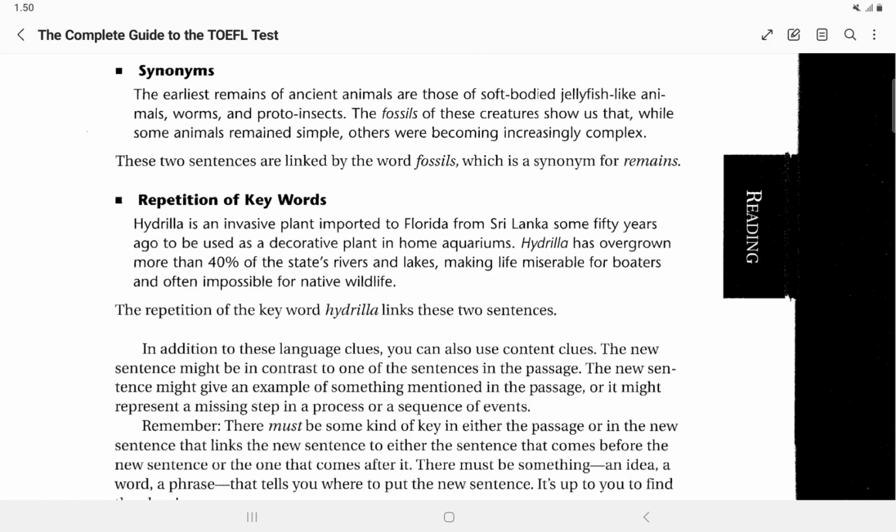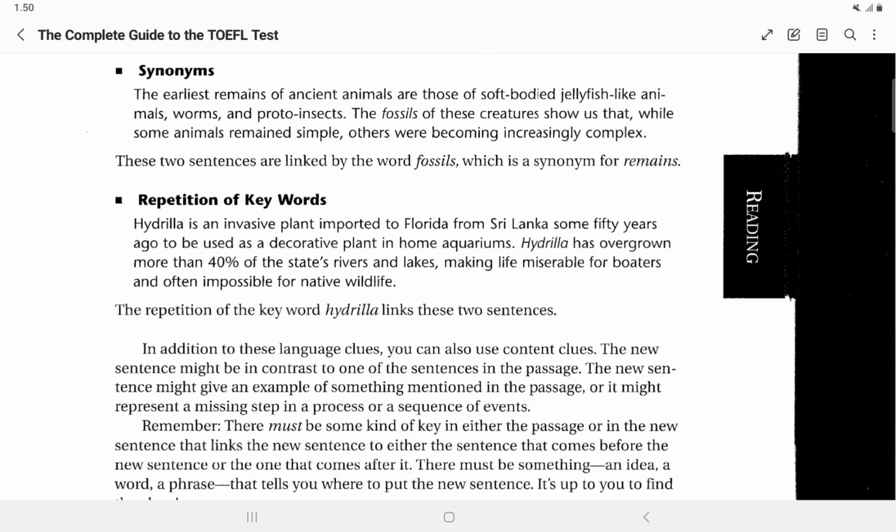You can also use content clues. Isinya. The new sentence might be in contrast to one of the sentences in a passage, a new sentence might give an example of something mentioned in a passage, or it might represent a missing step in the process or sequence of events.